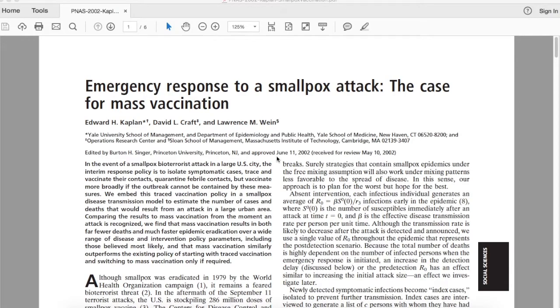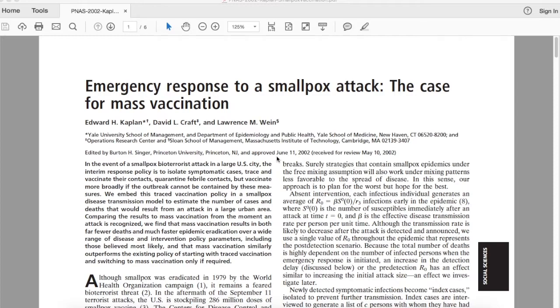Everyone, so this is the video for the Matlab component of homework 4, and in this homework you're going to be replicating some figures from this paper which looks at different emergency response strategies to a smallpox attack. So it specifically looks at 3 strategies.